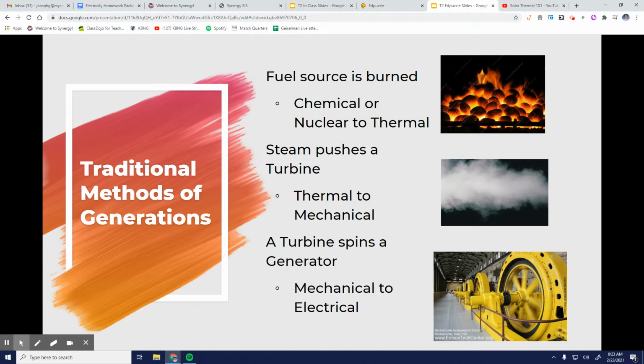That turbine then spins a generator. A generator takes magnets and a coil of wires and spins them around to convert that mechanical energy into electrical energy.